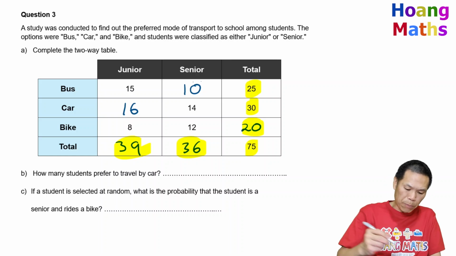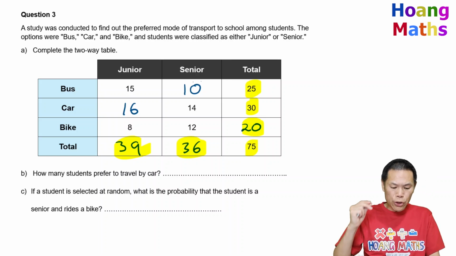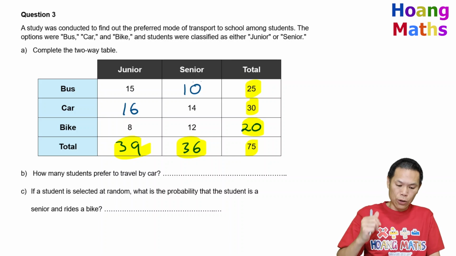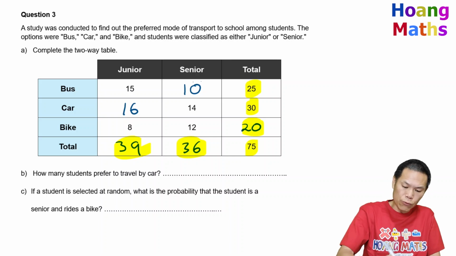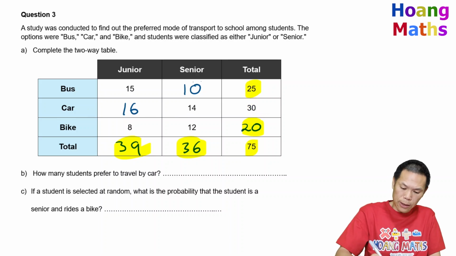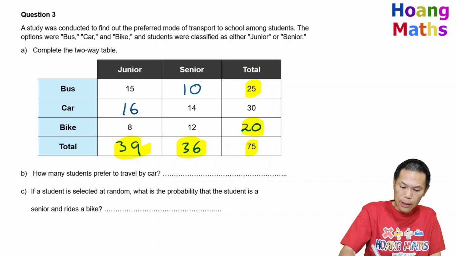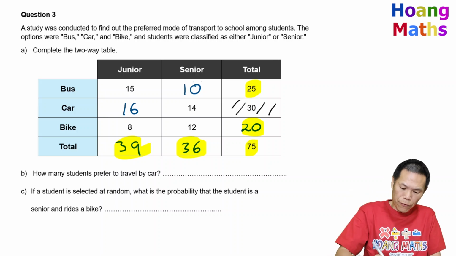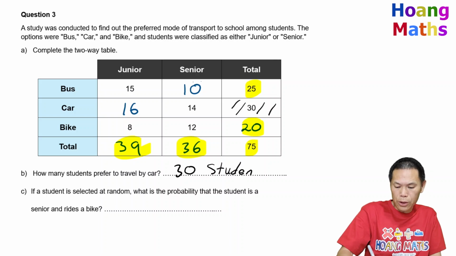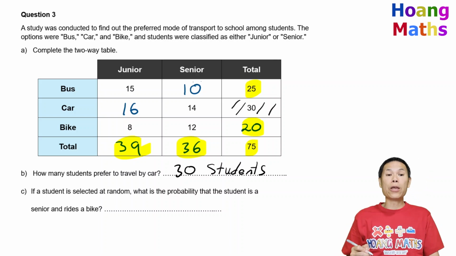Now part B, how many students prefer to travel by car? So travel by car is this row here. Okay, this row is travel by car. So the total number of students is 30. So that is this box here. The total number of students who prefer to travel by car. So 30 students. So there you go.